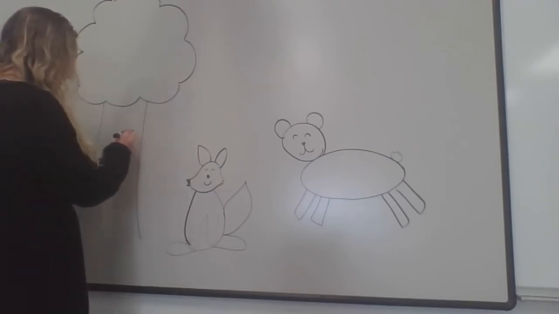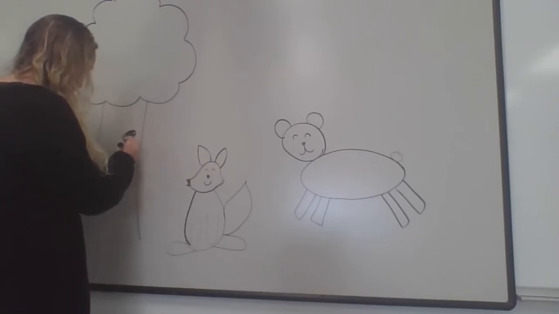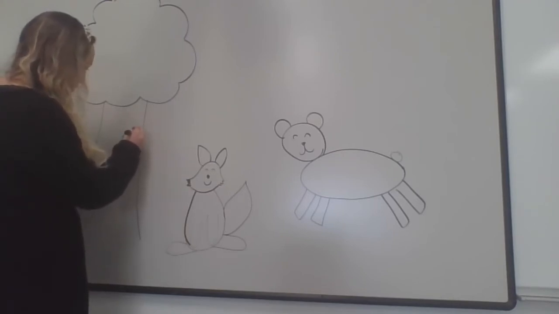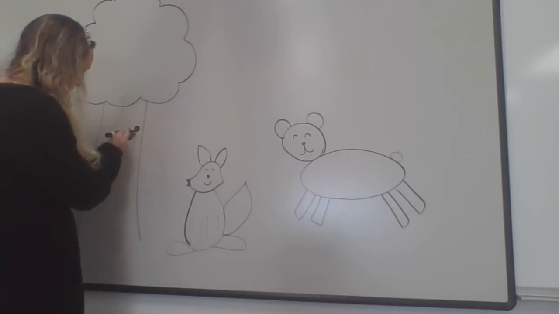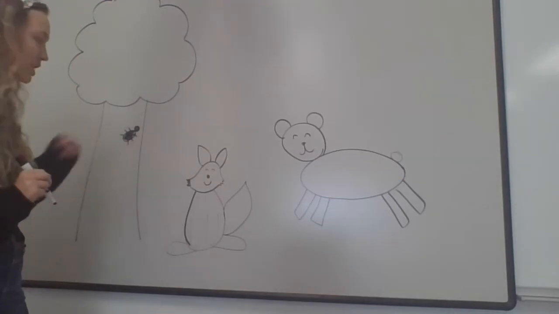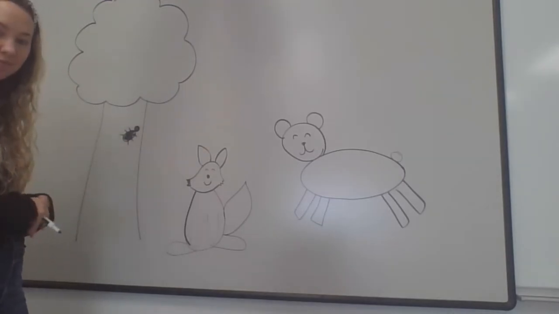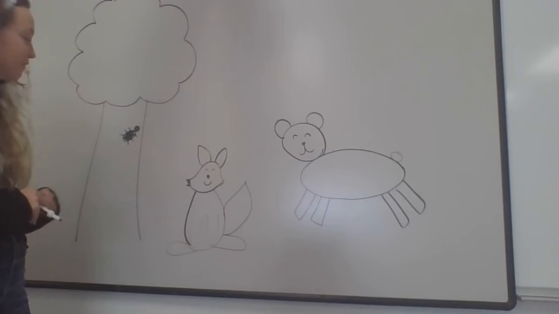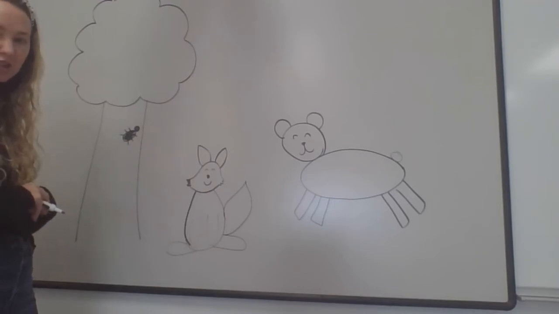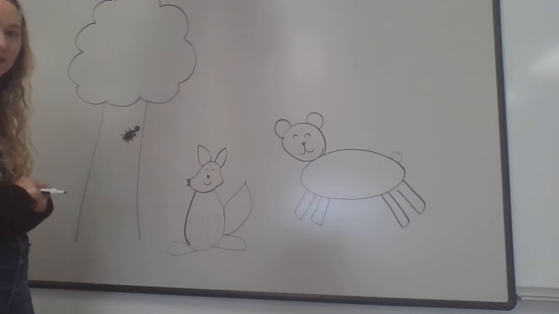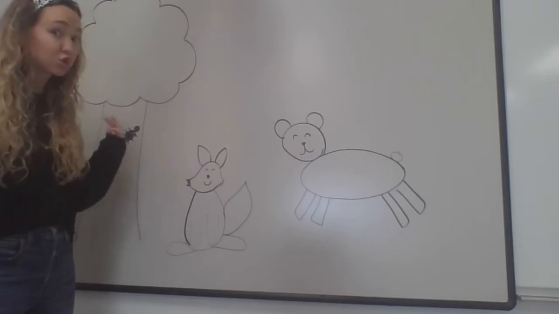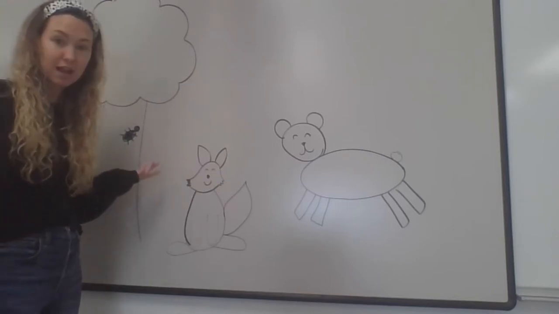So I'm going to draw a little ant going up my tree. And for the ant, I can just do a black oval and then a black circle for the head and some little arms and legs. Can you go ahead and draw a bug on your tree? Let's go ahead and finish this in 5. Finish your bug in 4, 3, 2, 1, 0. Good job.